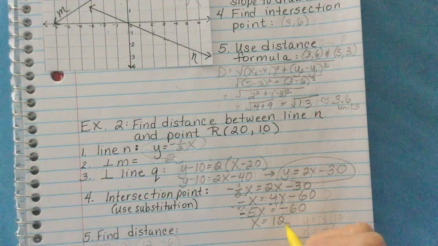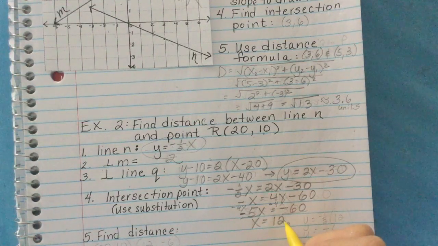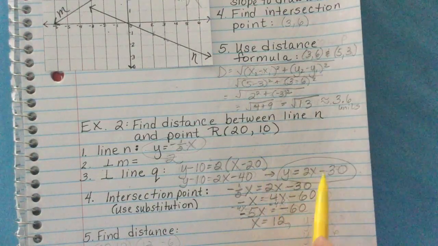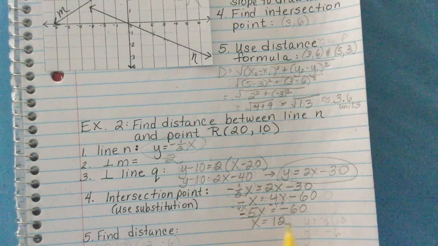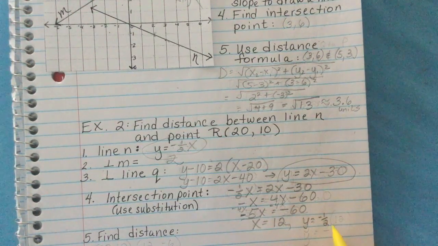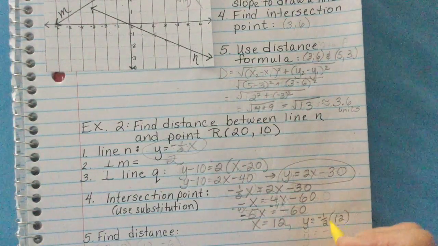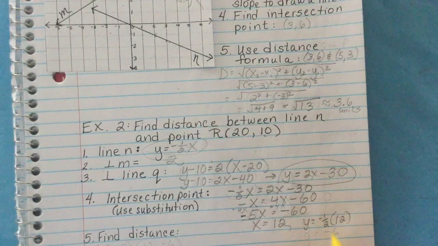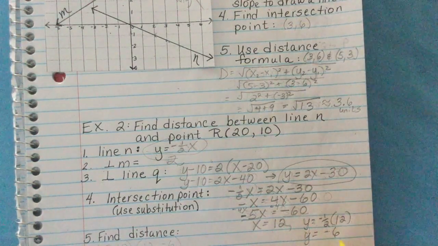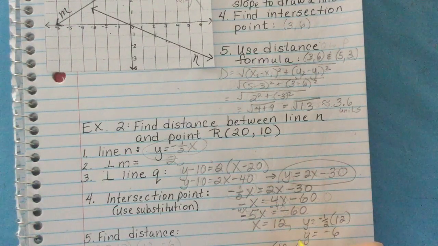So I know what the intersection point's x coordinate is, but I still need y. So I'm going to take this 12, I'm going to plug it back into either of these equations. Well, this is an easy one. So I'm going to go y equals negative 1/2 x, but instead of x, I'm going to put in 12. So negative 1/2 times 12 means that the y coordinate is at negative 6. So therefore, the intersection point is (12, -6).